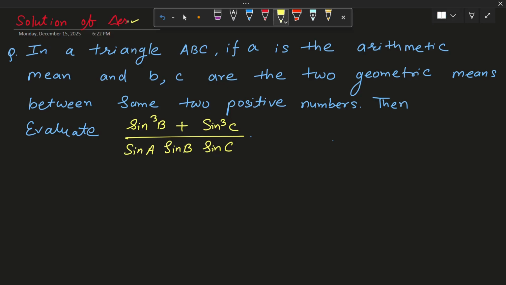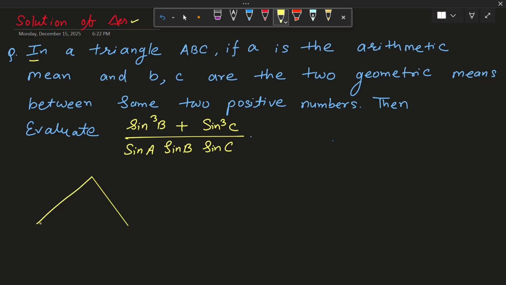Please pause the video and try by yourself. If you are able to solve, that's great. If not, no problem, try to understand the solution. So let's see what is given to us in the question. First we will read: in the triangle ABC. So we have one triangle given to us.